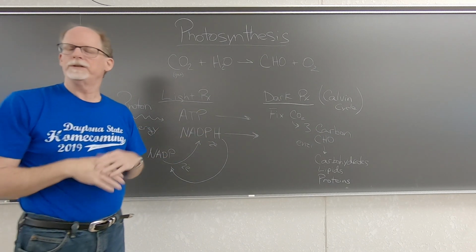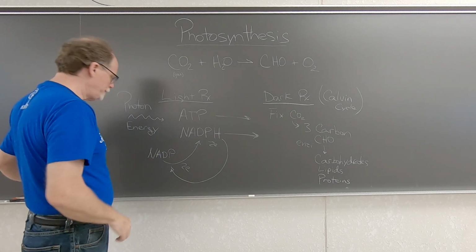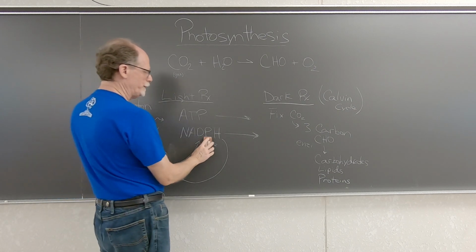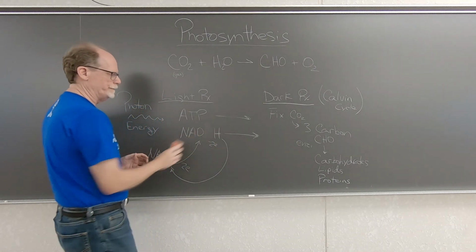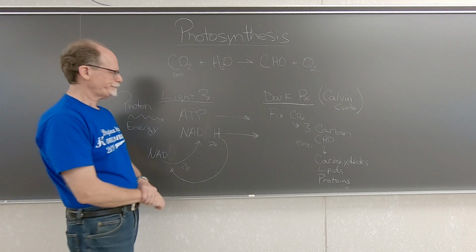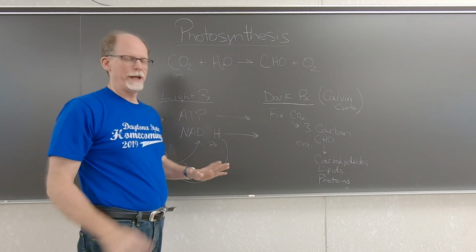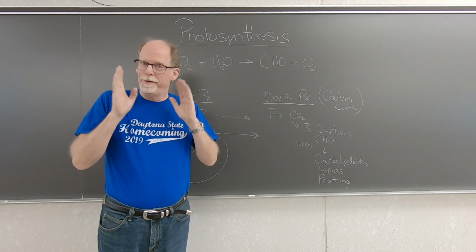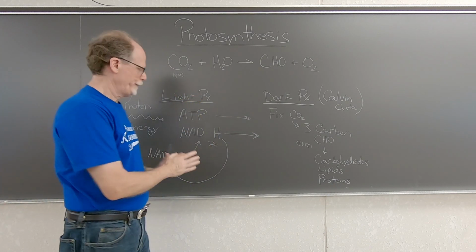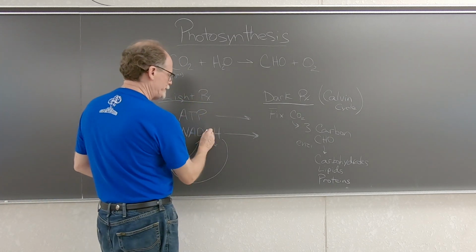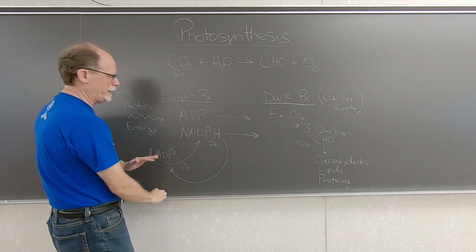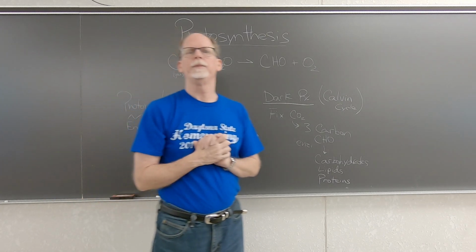In cell respiration, we didn't use NADP, right? We used NAD, and NAD became NADH. But that's for cell respiration. The reason I bring that up, you've got to remember what's involved in cell respiration. And when we're talking about photosynthesis, let's just think of the P for photosynthesis. NADP is what's used during this process.